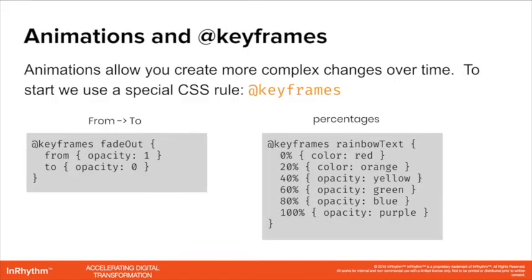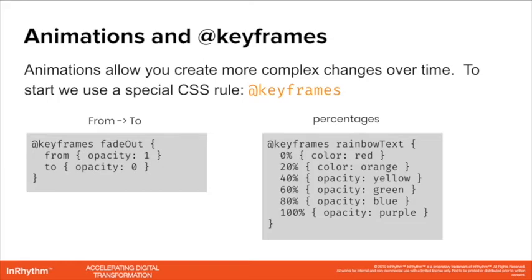Now let's look at the animation property. Animations are similar to transitions, but allow you to create more complex changes. To define an animation, we use the special CSS rule @keyframes followed by the name of our animation. This name will be referenced later and triggers the changes that we specify inside. It's a lot like defining and calling a function in JavaScript.